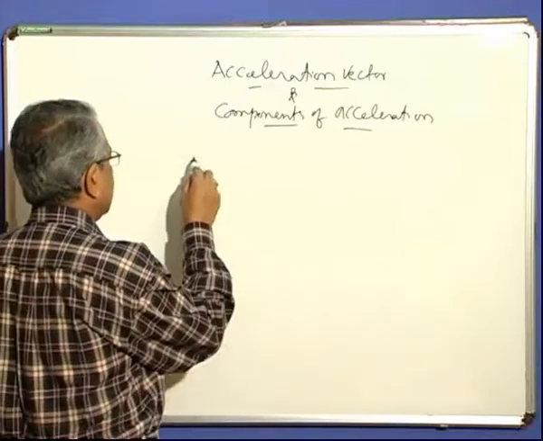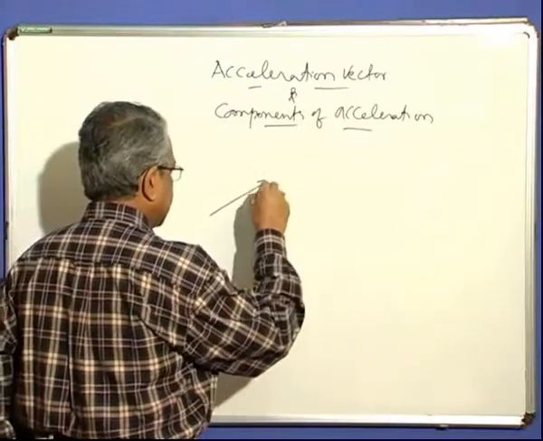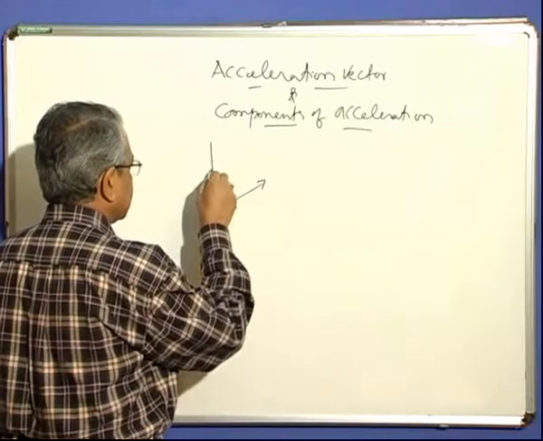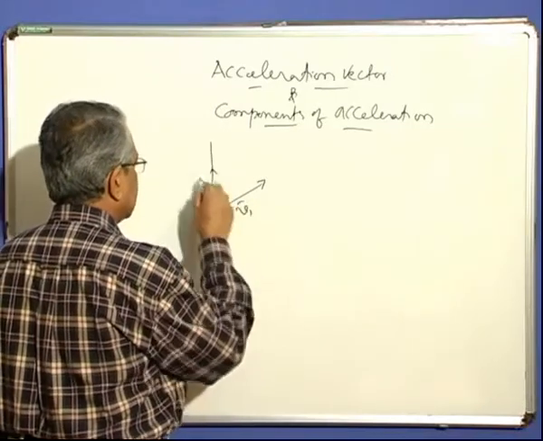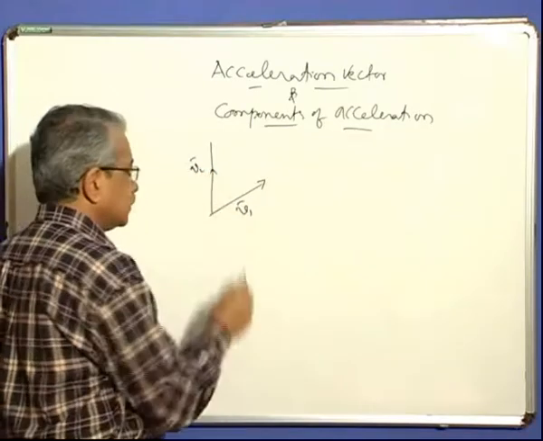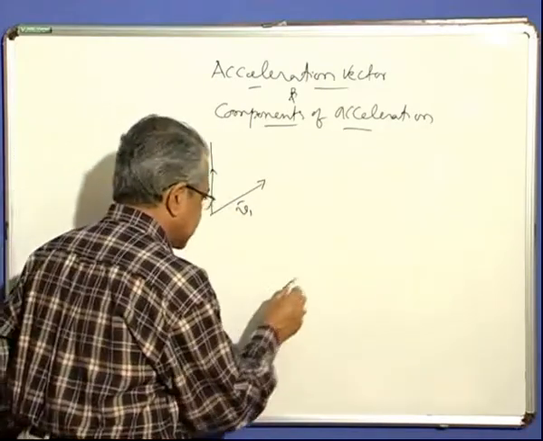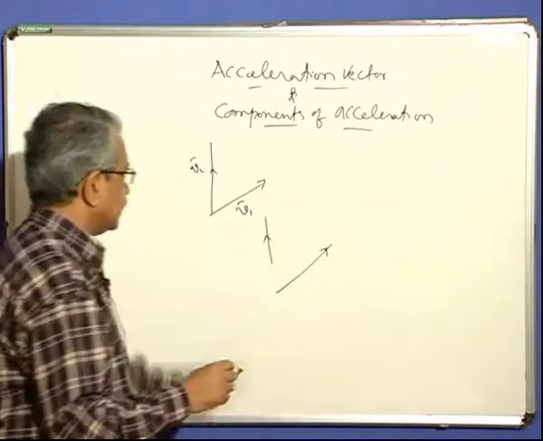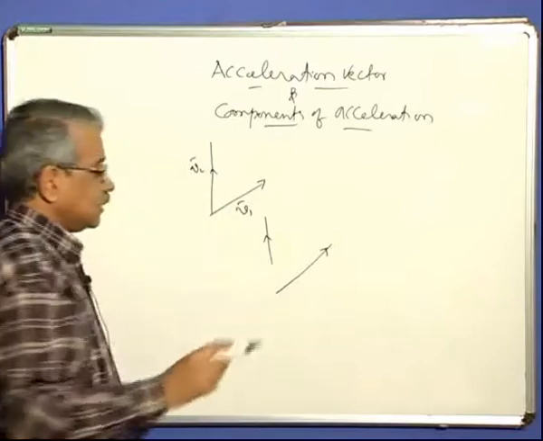Suppose now you have the initial velocity in this direction and some final velocity in this direction. Suppose this is v1, this is v2. Put in the vector diagram here. The body is going like this, and after some time it is found to be going like that.